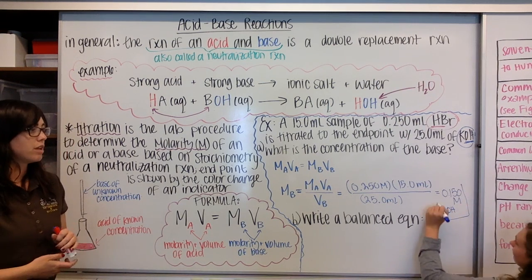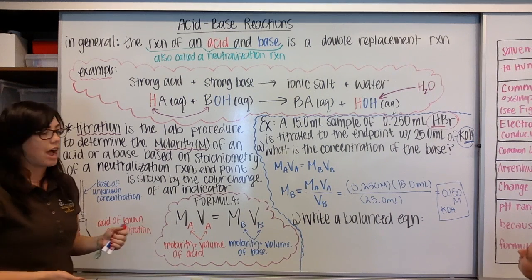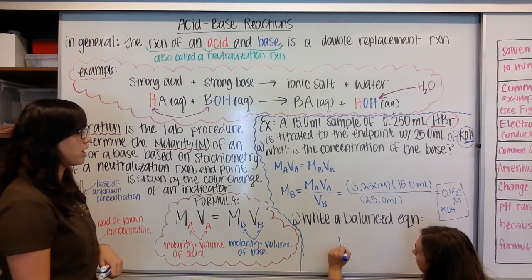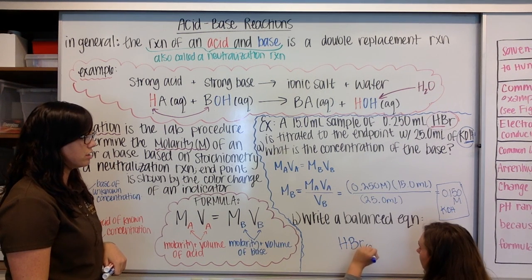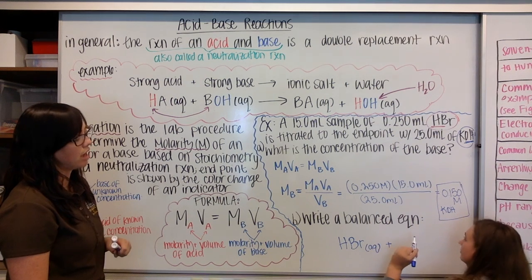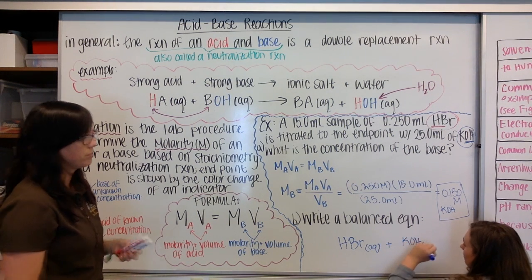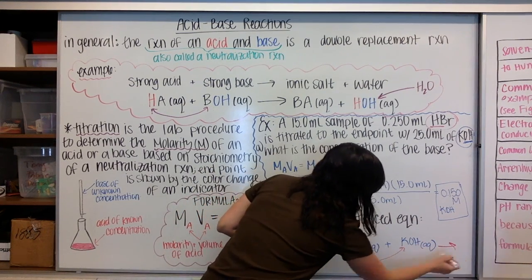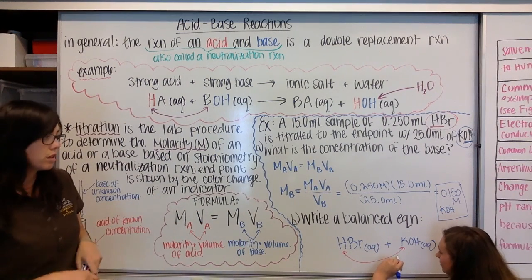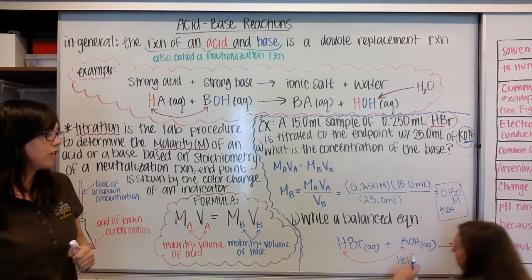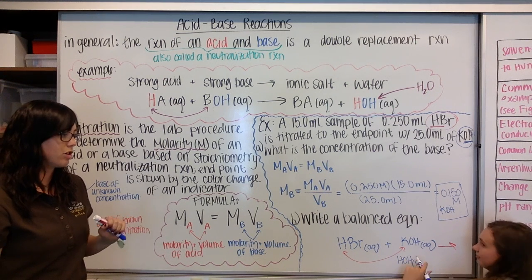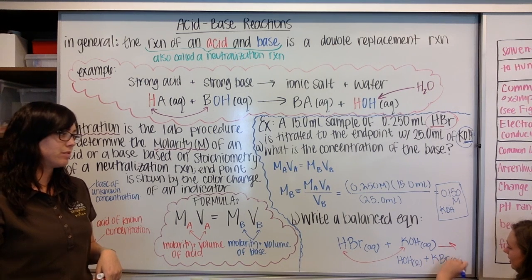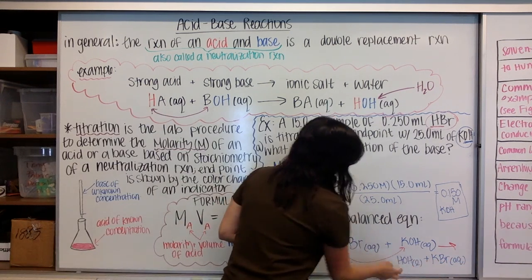Thanks. Okay. Then we have to write a balanced equation for this reaction. So what we are going to do is we are going to start with our acid. So we're going to write HBr aqueous plus KOH aqueous, and then these just swap places, and we are going to get, you can write it right down here, what do we have? HOH, liquid, because that's our water, right? Plus KBr, aqueous. Okay, so this is our ionic salt, and here's our water.